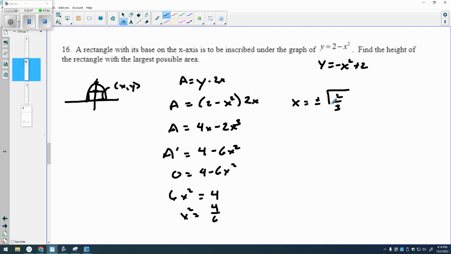Okay, and we're done. So how far over should I go? 2 squared to 3 in this direction and 2 squared to 3 in that direction.